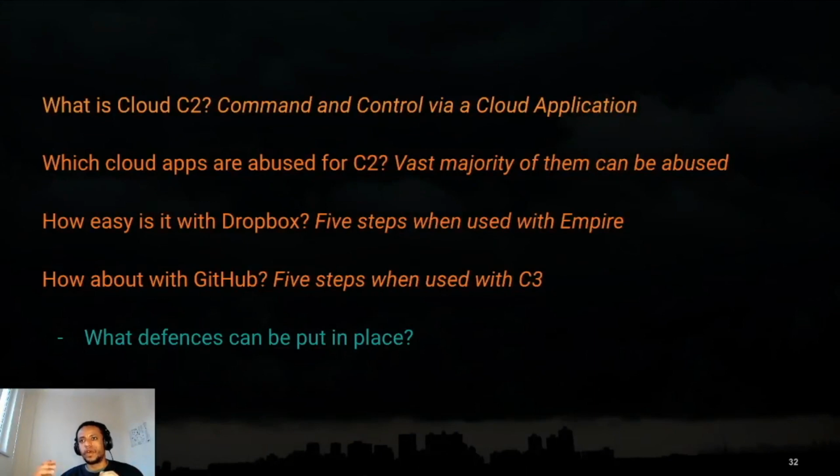Cool. So we've talked about what Cloud C2 is, right? We've talked about what Cloud Apps are abused by Cloud C2, and we've given two examples, one via Dropbox and one via GitHub, for why it's easy to use these apps for command and control. Now, finally, let's talk about what the defenses could be, right? So what can people do to prevent, detect, and identify these cloud application abuses?